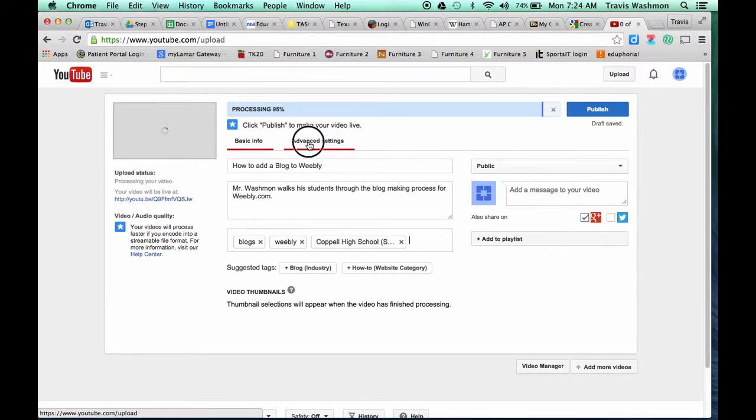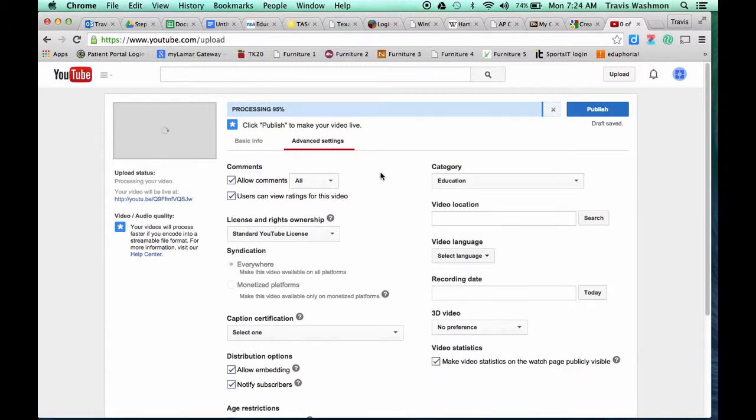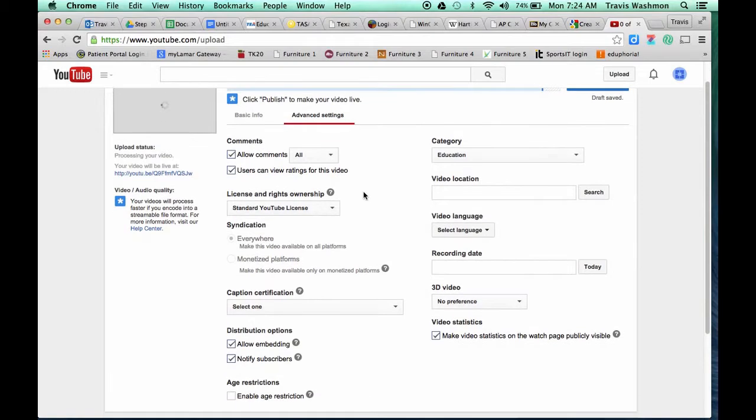But I would like you now to go to the advanced settings, and there are several other buttons here, but there are a couple that I want you to pay attention to more than all the others. So first of all, license and rights ownership. This is really important for us because I want you guys to get used to using the Creative Commons licenses. So I want you to click the drop down box there, and I want you to click on Creative Commons attribution. All right. And that's going to allow your work to be included in the Creative Commons.